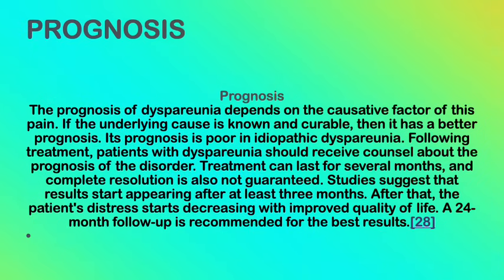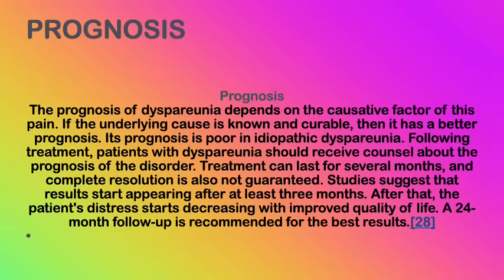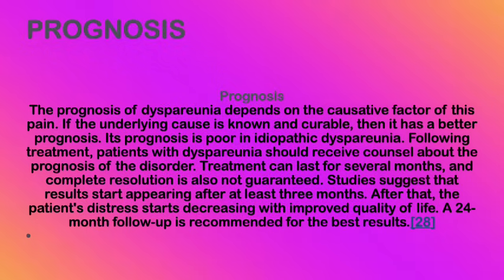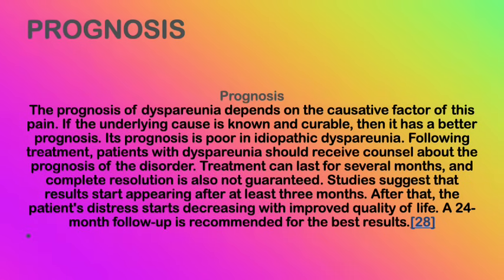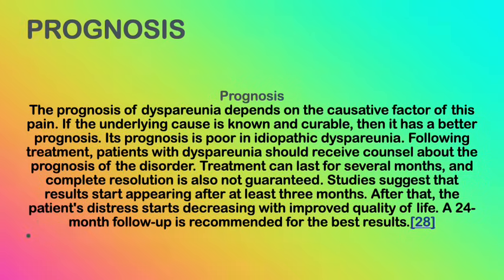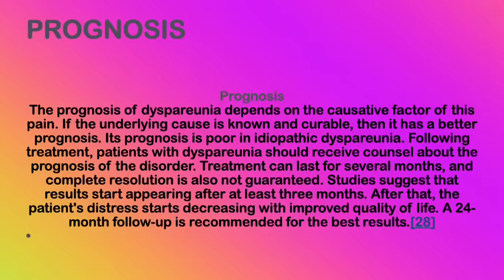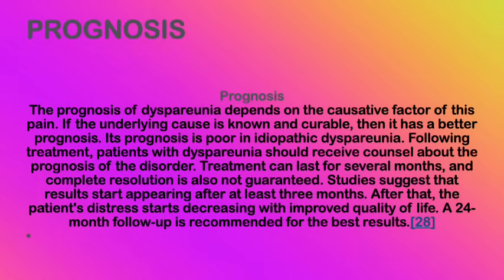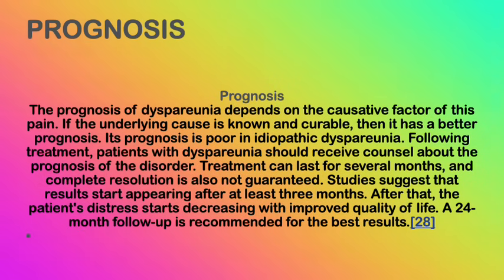The prognosis of dyspareunia depends on the causative factor of this pain. If the underlying cause is known and curable, then it has better prognosis. Its prognosis is poor in idiopathic dyspareunia. Following treatment, patients with dyspareunia should receive counseling about the prognosis of the disorder. Treatment can last several months, and complete resolution is also not guaranteed. Studies suggest that results start appearing after at least 3 months. After that, the patient distress should start decreasing and quality of life improve. A 24-month follow-up is recommended for the best results.